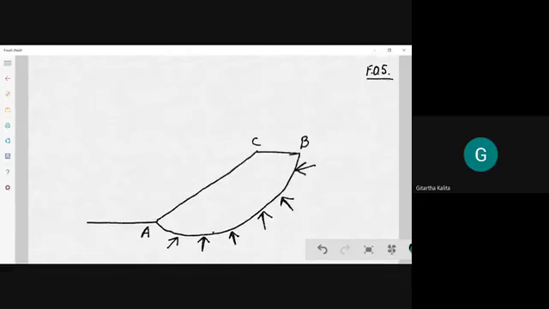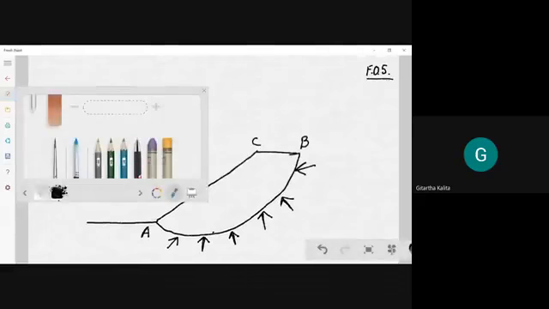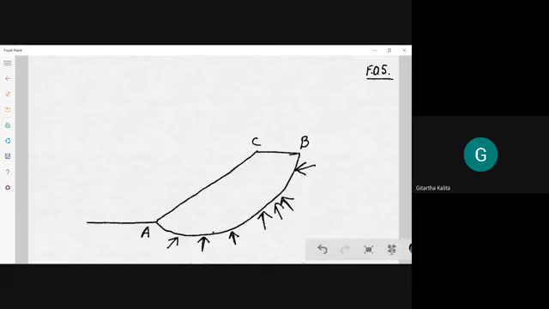Now, if the soil has to give some resistance, where should it give the resistance? The soil should give the resistance at this point only, because it is this part where the soil is getting damaged. So the soil should give a resistance here, to save it from destruction. It's no use giving a resistance at this place or that place, because the soil is failing here. We have to give the resistance here.